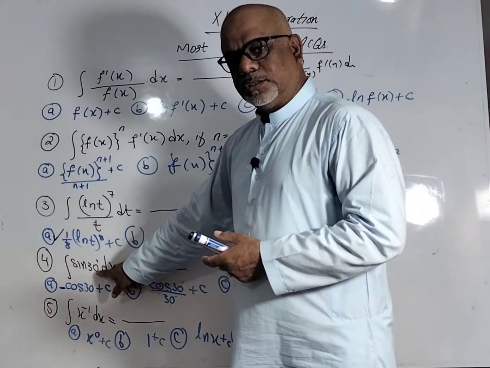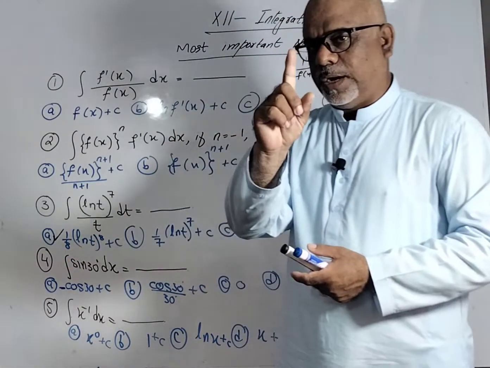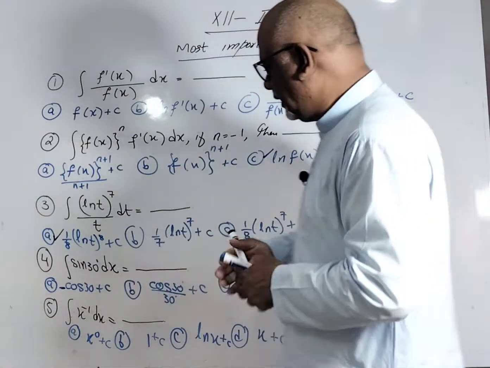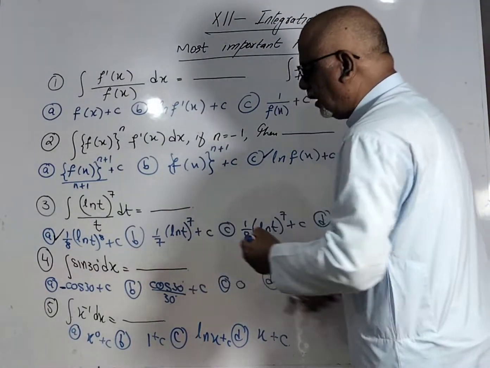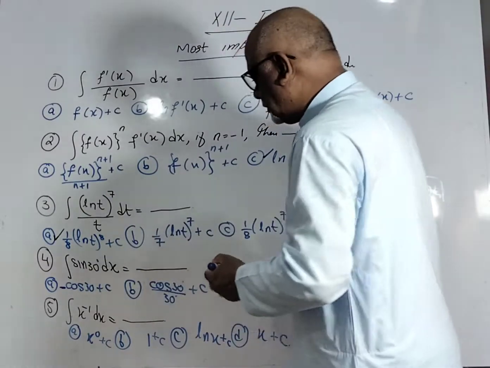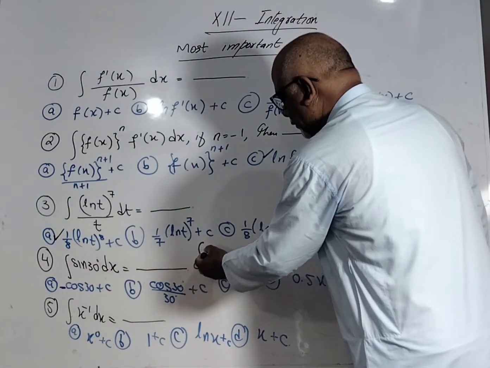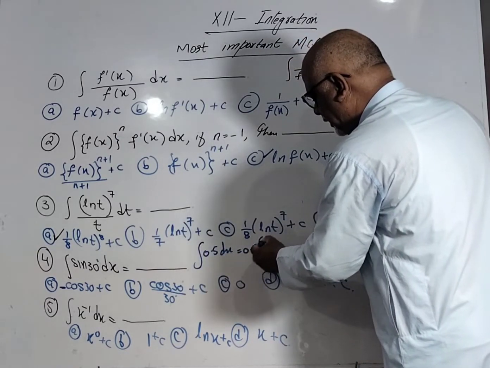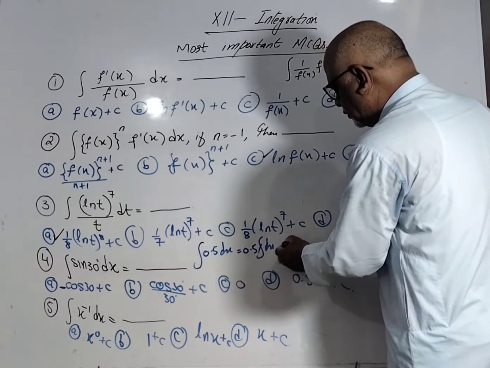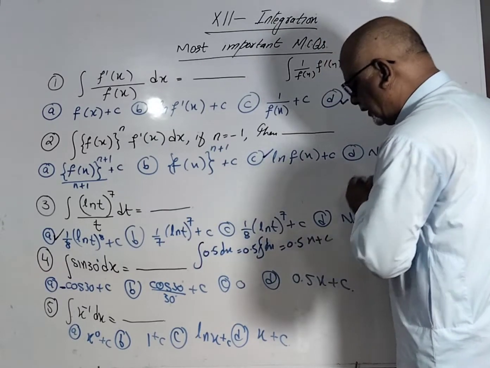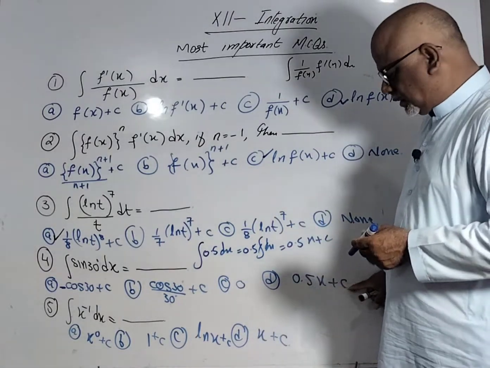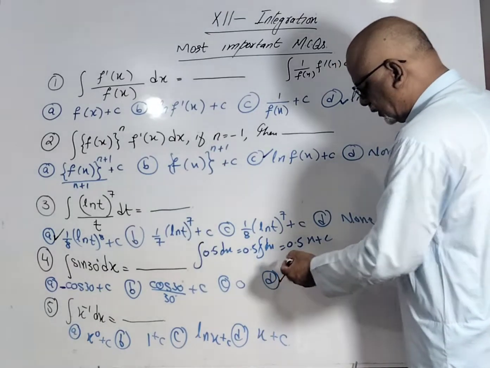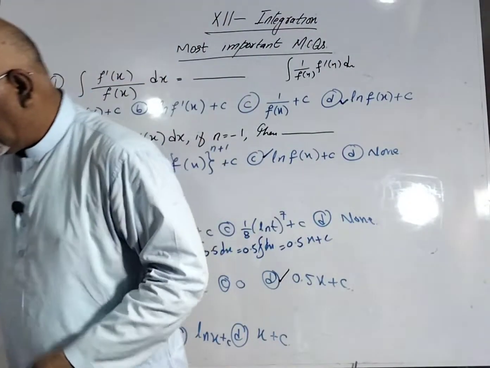Sin 30 is the constant. So the rule to find the integration is, first you have to separate the constant before finding its integration. So sin 30 means, the value of sin 30 is half, that means 0.5. Half means 0.5 of dx. So you have to separate 0.5 here. So dx, and this will be equal to 0.5x plus c. So the D option is correct here.